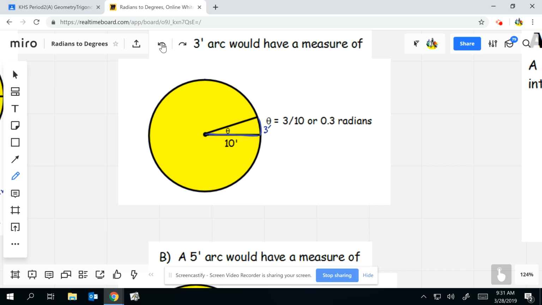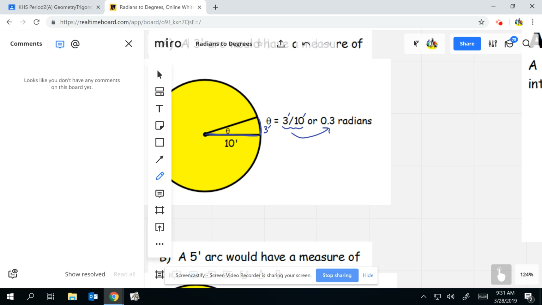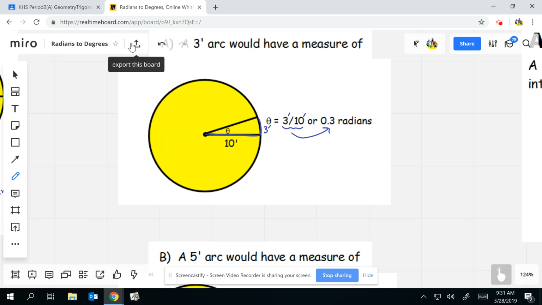So if my arc length is 3 feet and my radius is 10 feet, if you took 3 and divided it by 10, you end up with 0.3 radians. 3 divided by 10 in your calculator is 0.3. So that is less than 1 radian because it's less than the length of 1 radius. The length of 1 radius would be your 1 radian.